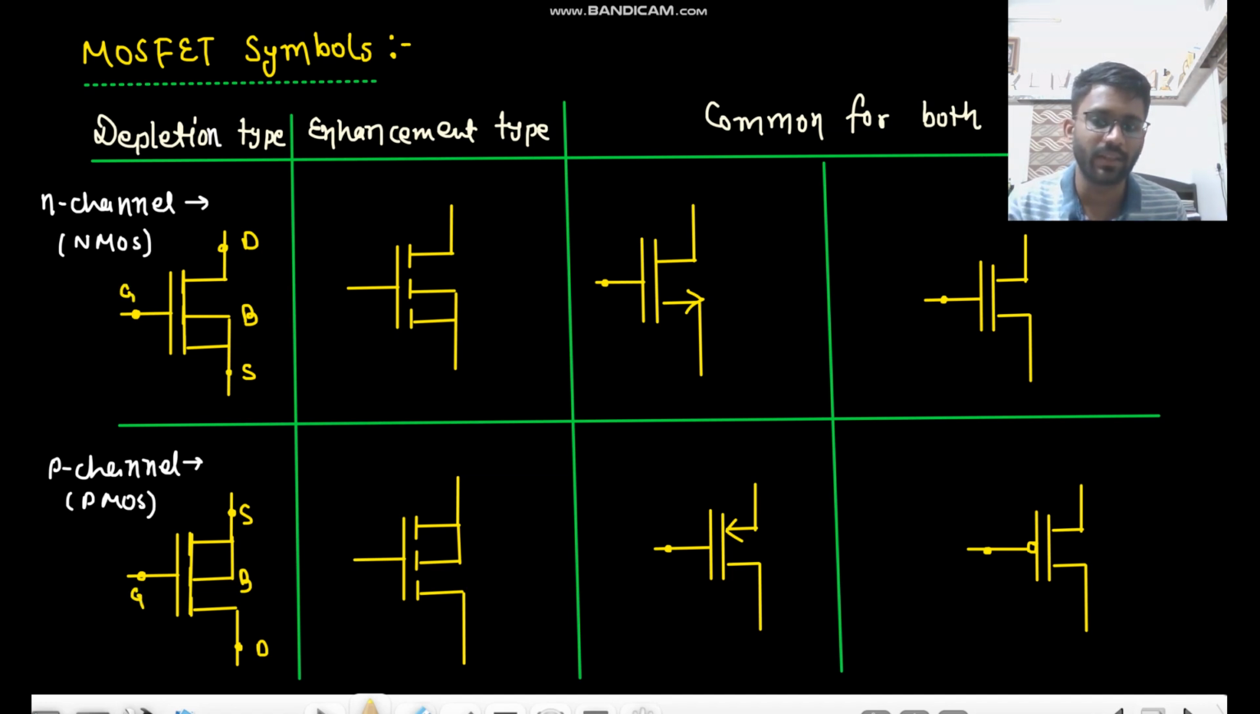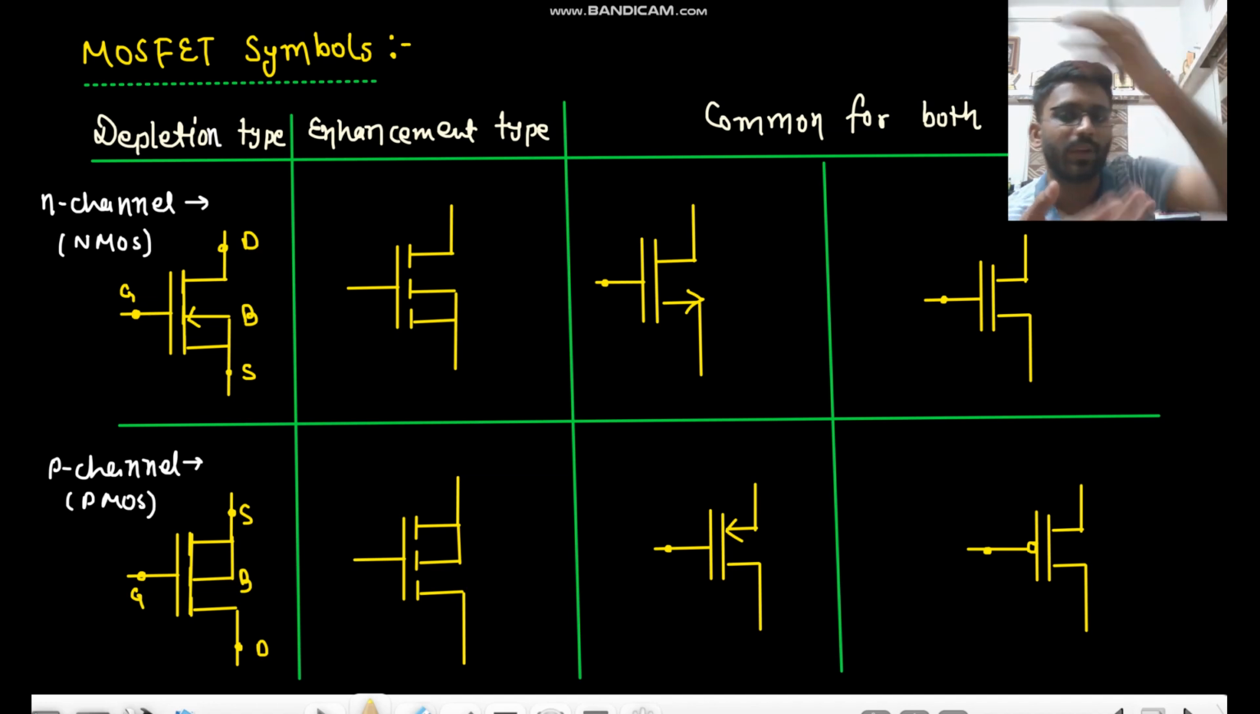Now we need to see the arrow. The arrow is always from P to N. In case of NMOS, the bulk, substrate or body is P type, and the channel is N type. So the arrow goes from P to N. In NMOS, just remember the structure: body is P type, substrate is P type, and channel is N.